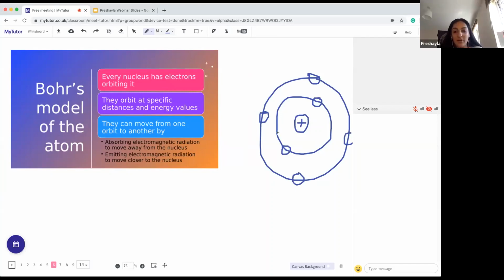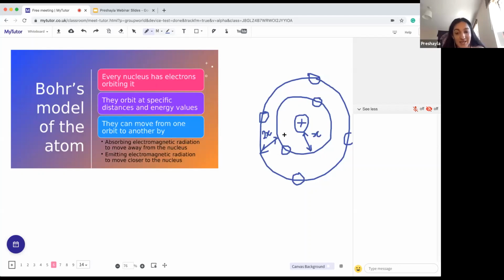So instead of plum pudding, which was a sphere of positive charge with electrons dotted around it, we now had this idea that there was a central positive nucleus with electrons orbiting around it, just like the sun and the planets. Okay, so electrons are now these moving objects around a nucleus, and they were specific distances and specific energies of each of these little orbits. So we might have a distance x and we might have a distance 2x. So all that means is that they are specific distances from the nucleus. They're not just random orbits all over the place, very, very specific.